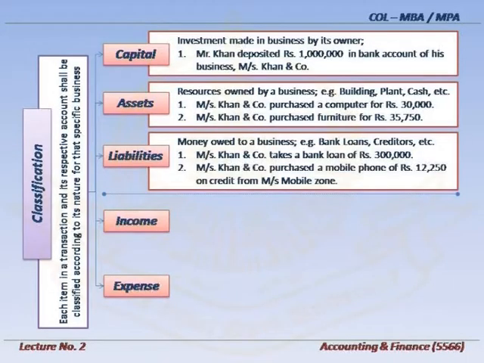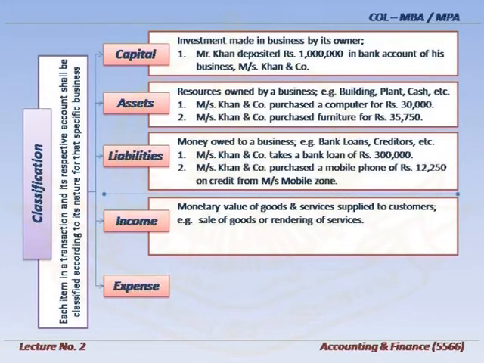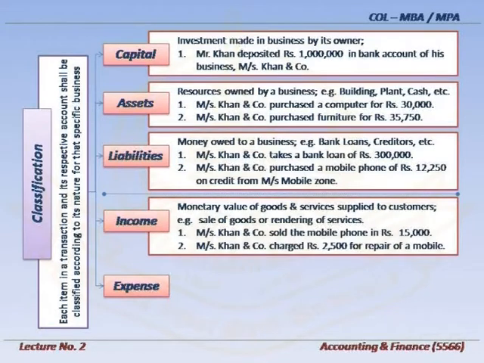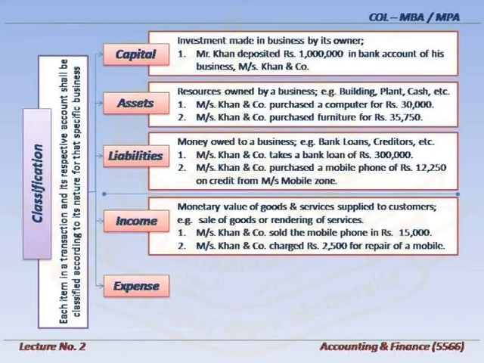What is income? Income is the monetary value of goods and services supplied to the customers. Income can be earned by providing goods, services, or both. These are the examples of income transactions. In the first example, Messrs. Khan and Company sold a mobile phone for rupees 15,000. This is the example where income is generated from providing goods. While in the second example, Messrs. Khan and Company charged rupees 2,500 for repair of a mobile. In this example, the income is generated from providing services.